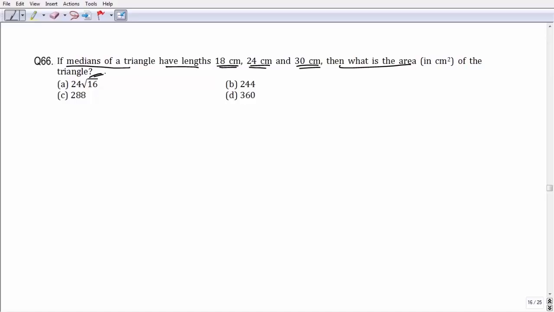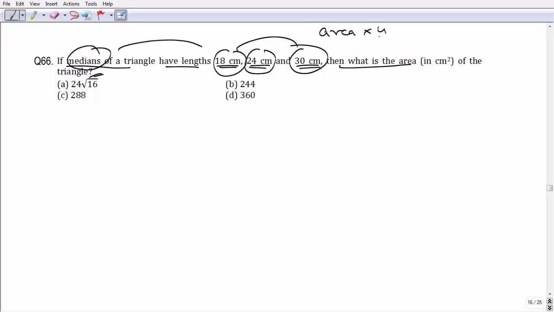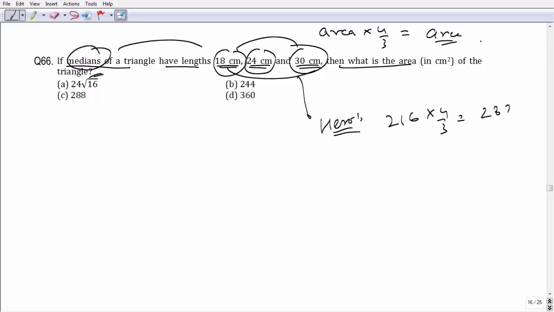Now always remember that the medians form a triangle; let's just say that these 18 centimeter, 24 centimeter and 30 centimeter sides make a triangle, then 4/3 of the area of that triangle is always the area of the actual triangle. With that view, the area of this triangle can be easily calculated using Heron's formula, and that area will turn out to be 216, and 4/3 of this value, that is 288 centimeters square, will be the area of the actual triangle, leaving option number C as your answer.